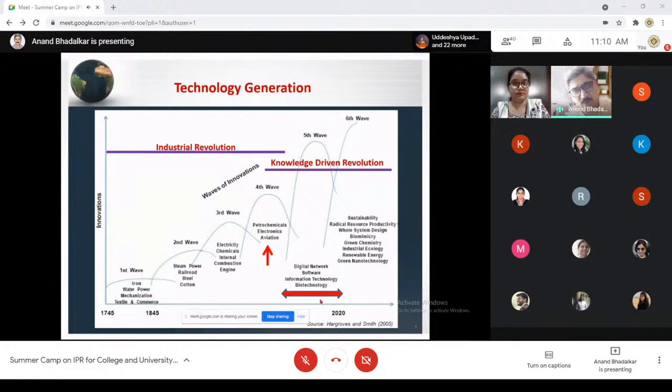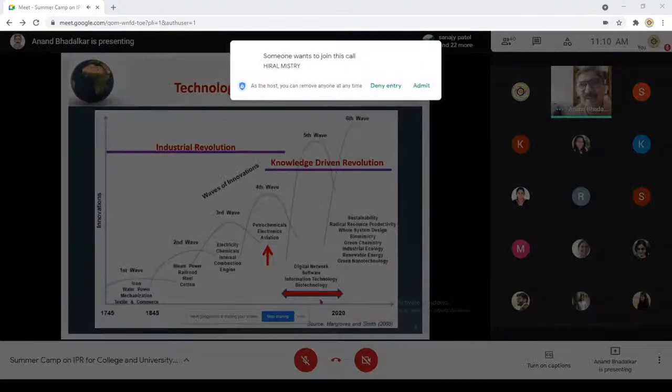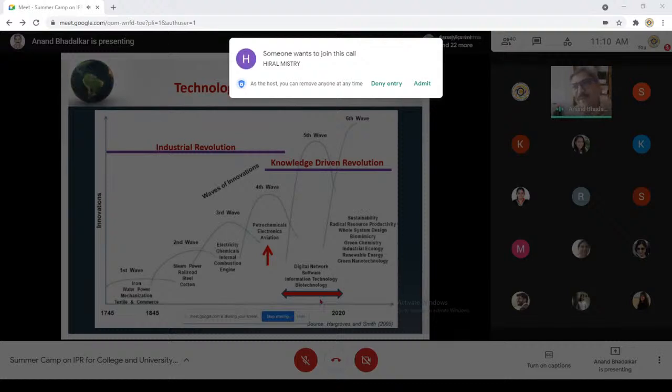Then came petrochemicals, electronics. Somewhere around the year 1990 to 2020 is called the fifth wave of innovation, where we saw digital networks, software, information technology, biotechnology booming. And of course, the newer one will be clean technology, biomimicry, lots of other things. But can you see this red arrow?